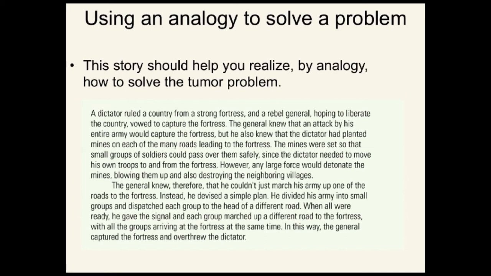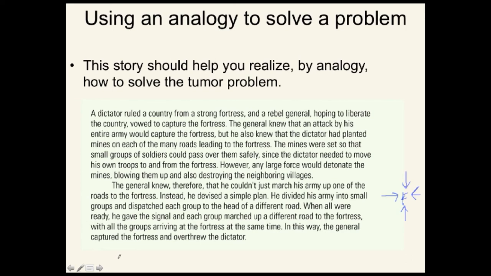Okay, so if you looked at this, you probably saw that the solution involved dividing up the army into small groups and then dispatching them from these different areas through different roads so that they converge together at the same time at the fortress. So that's the fortress. And as the forces converge on the fortress, they come together and there's enough strength there to accomplish their goal, right? So this problem, if we think about it, can be applied to solve the tumor problem, right?